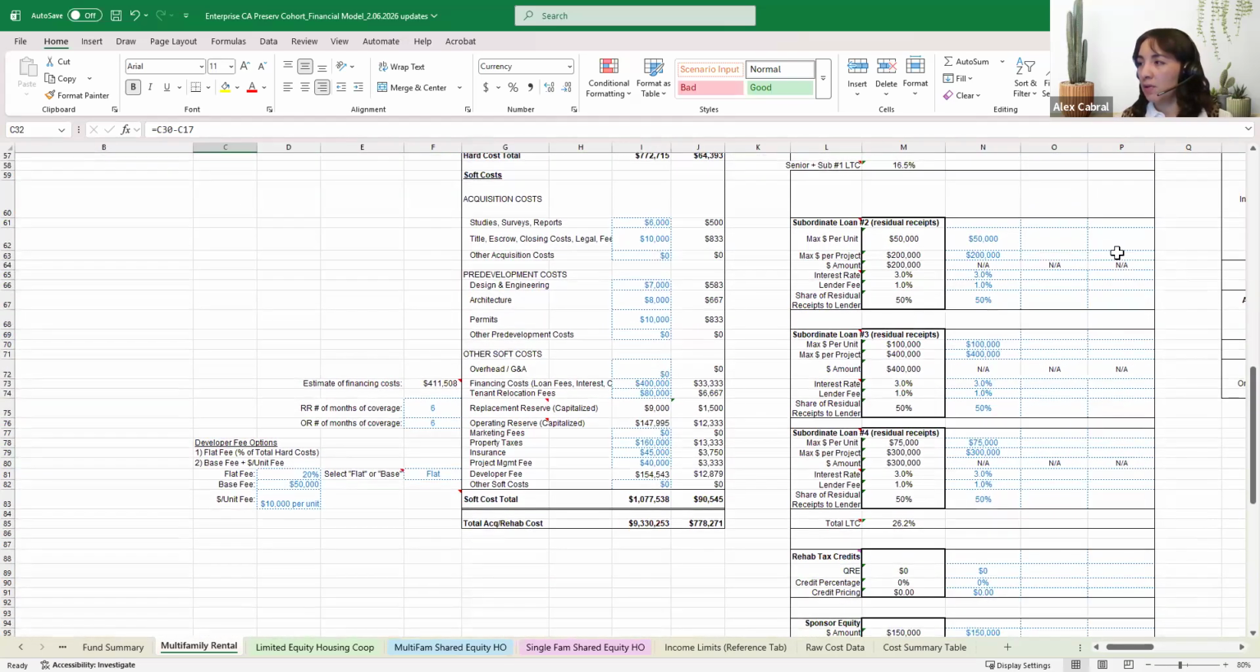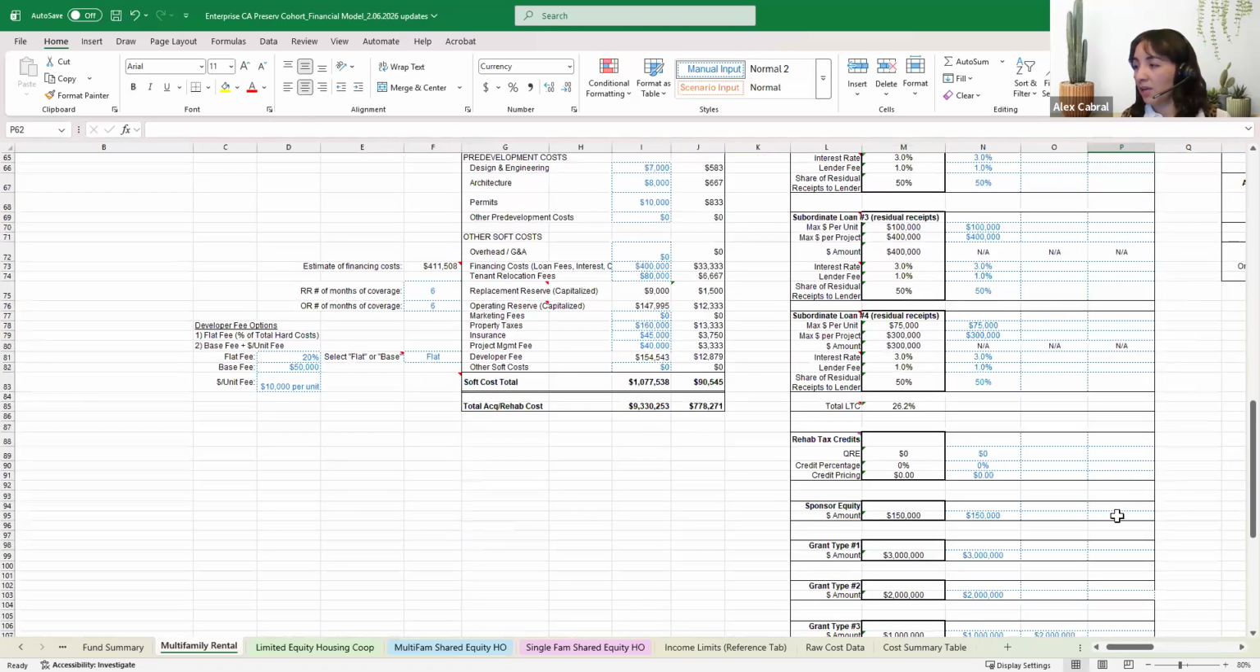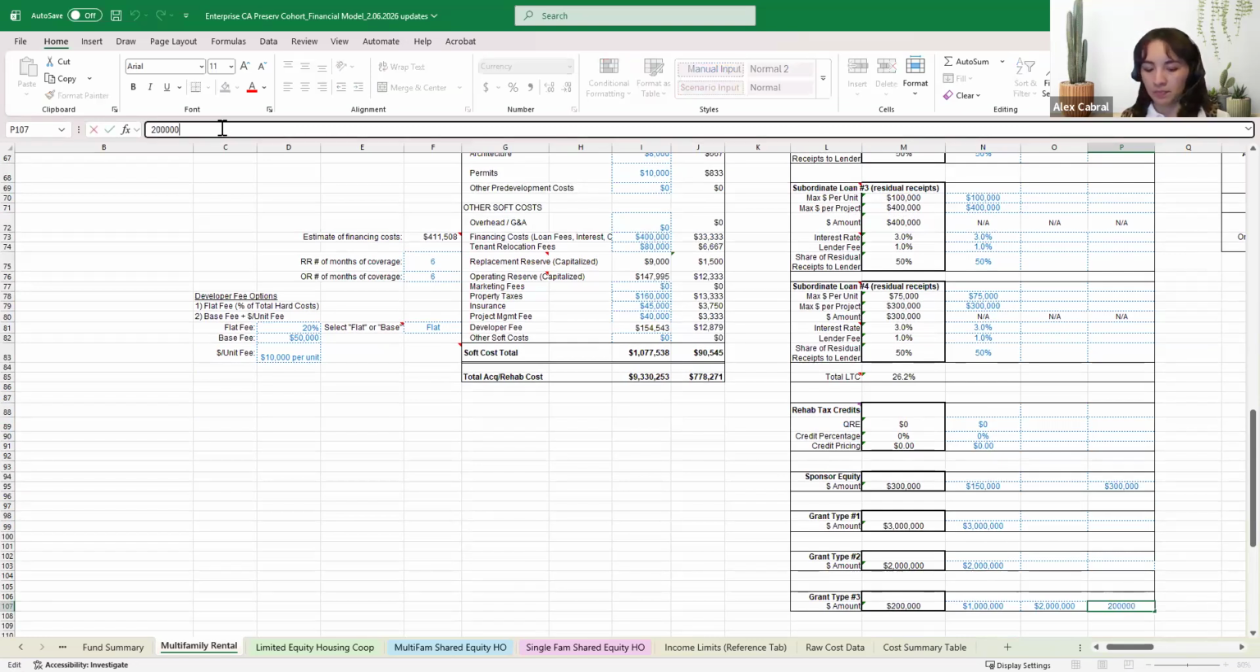So maybe I go down and I bump up my subordinate loan, my residual loans, right? Those don't pay off until the perm phase. I can go down and add in more sponsor equity. Maybe we have more cash to put into the project. So at 300,000, I want to make sure that this is still, oh, missing a 0.